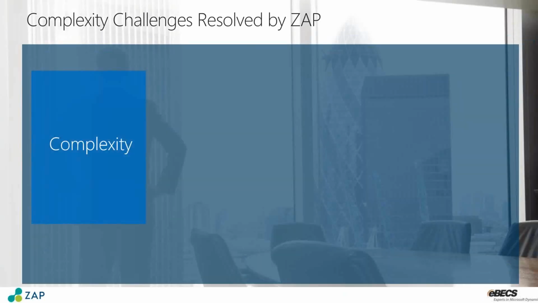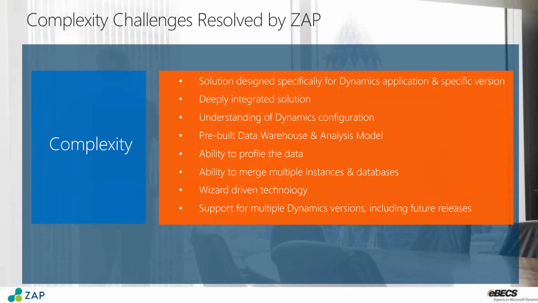So how do we solve that with ZAP? Well, first of all, if we take complexity, this is a solution that's designed specifically for the Dynamics application. So in this setting, I'm going to be talking about Dynamics AX. We've got a real great tie-in when it comes to the application understanding the line of business system.